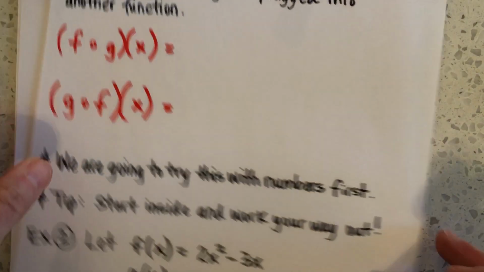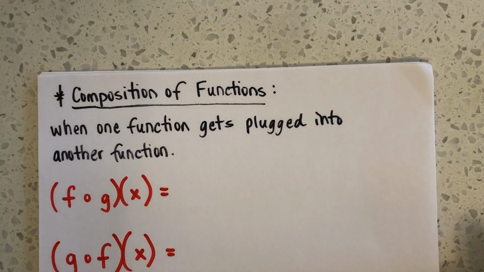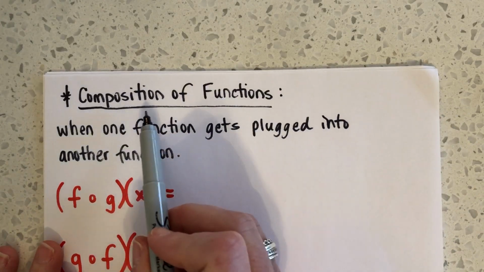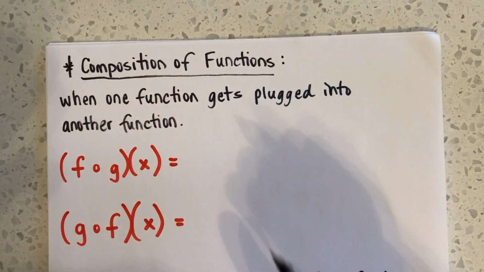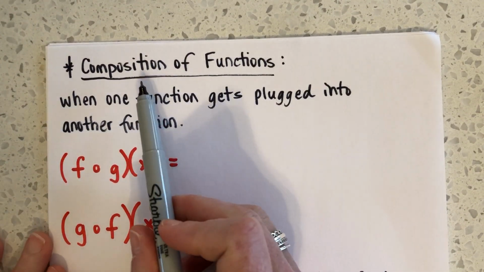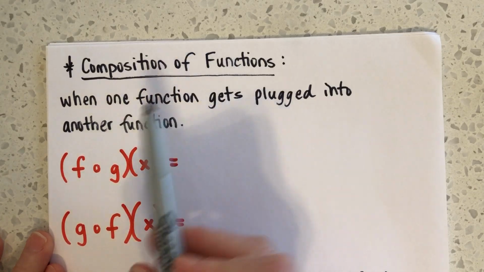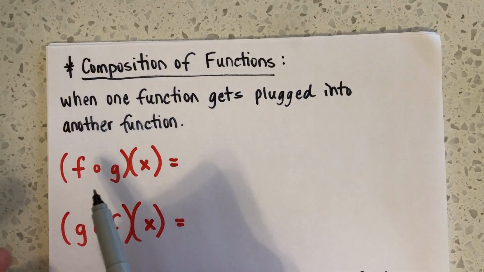All right, there's one other thing they put in this section, and it can be a little bit hard in the beginning, but we're going to do it with numbers first before we see it with x's to make it a little bit easier. So the next thing, and it's the last thing they have in this section, is called the composition of functions. So basically what you've done with functions so far is you've plugged numbers into functions. Well, when you have the composition of functions, this is when one function gets plugged into another function.